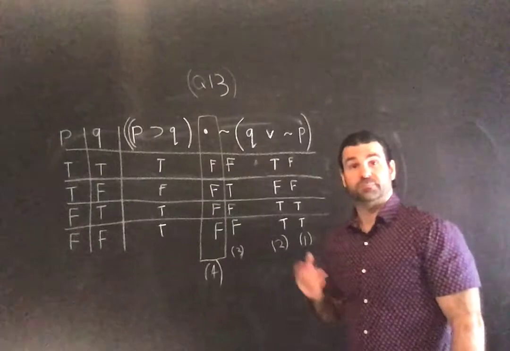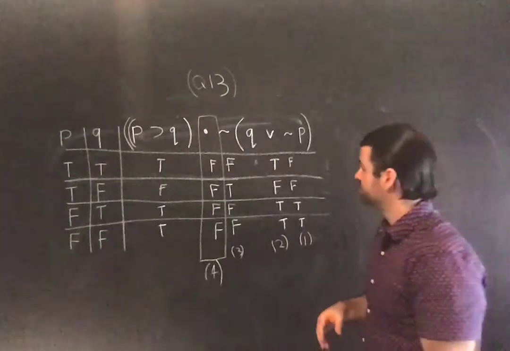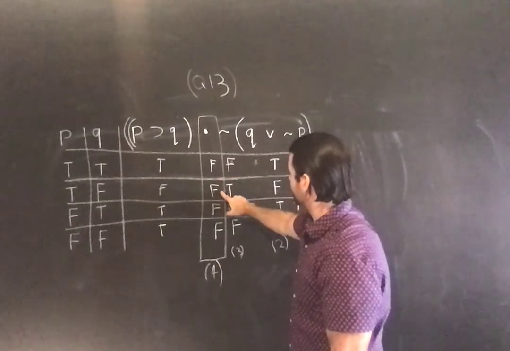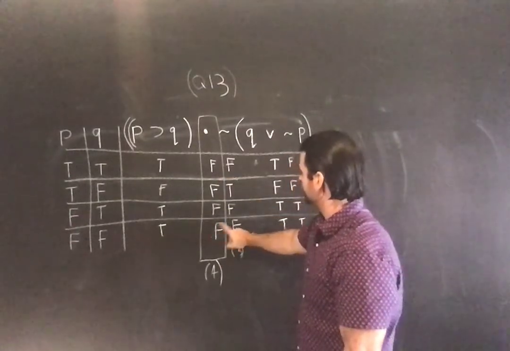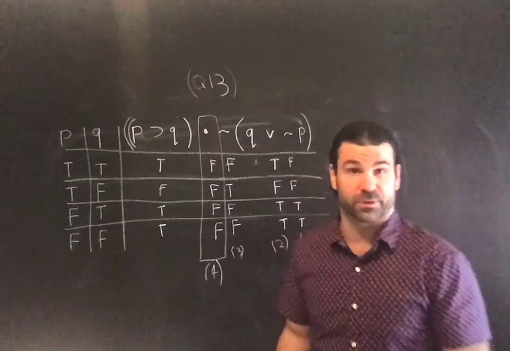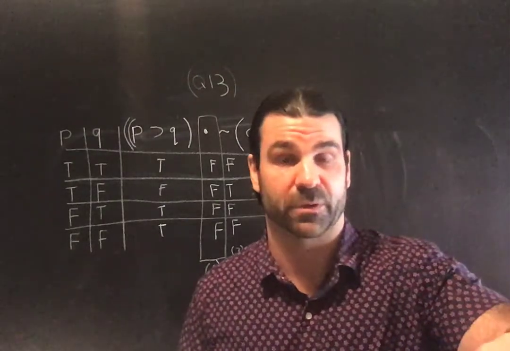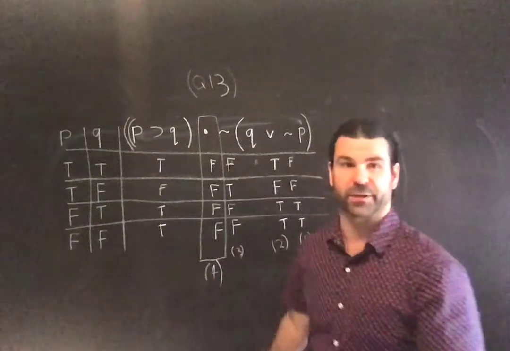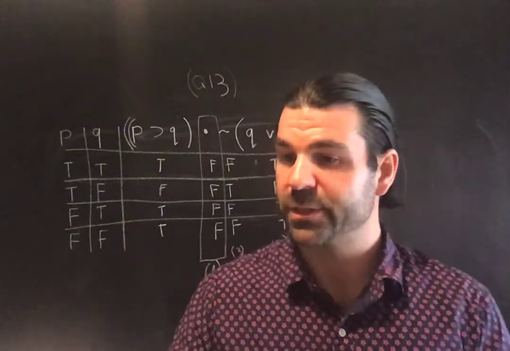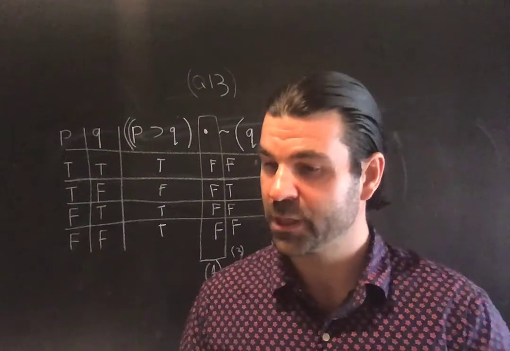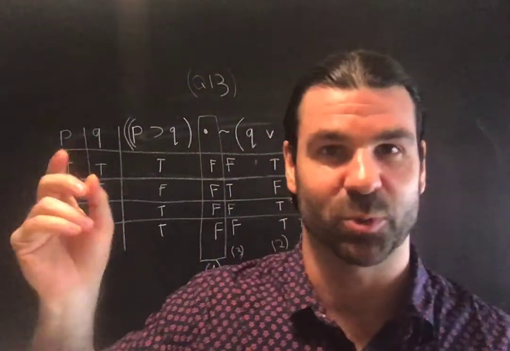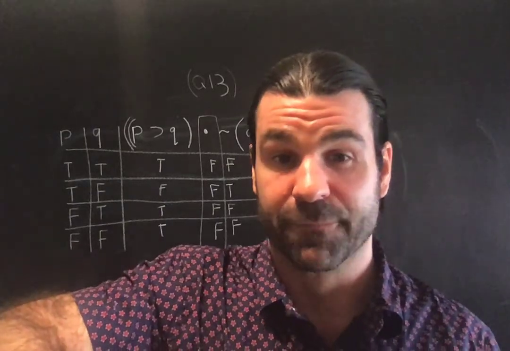Which means what? This is a contradiction. If I haven't made a mistake, then it's false everywhere. It's nowhere true, so this formula is a contradiction. Why? Because its column under the major operator is all Fs. Okay, so that's 13. I'll just have to erase and draw some, so I'll start 14 in a new part.